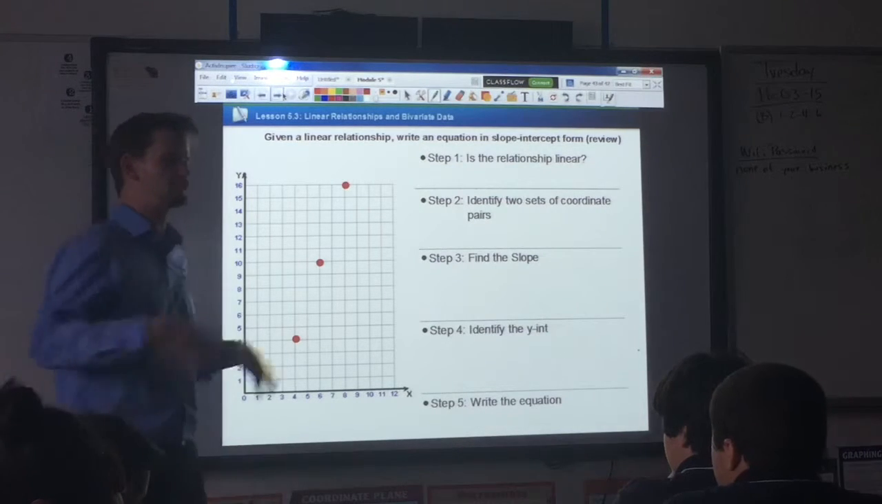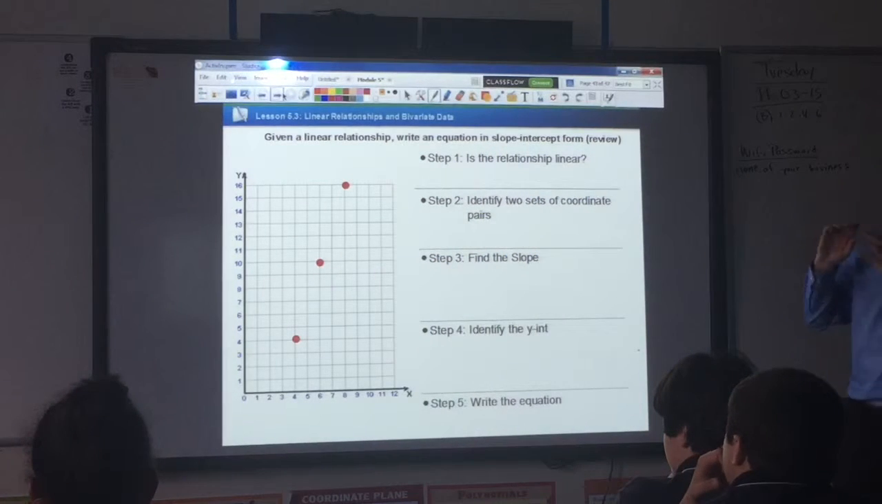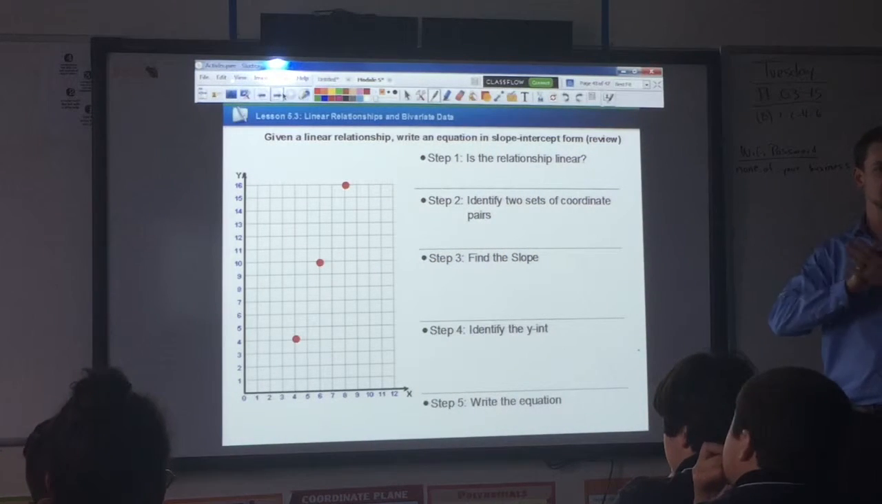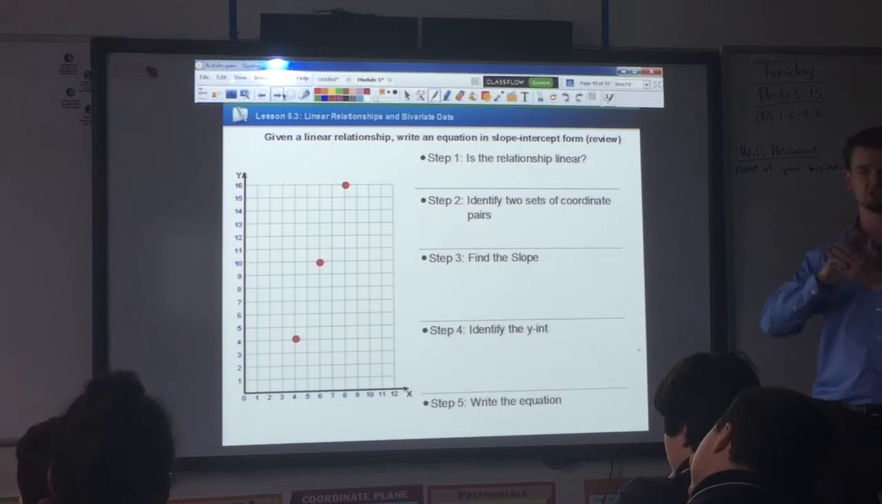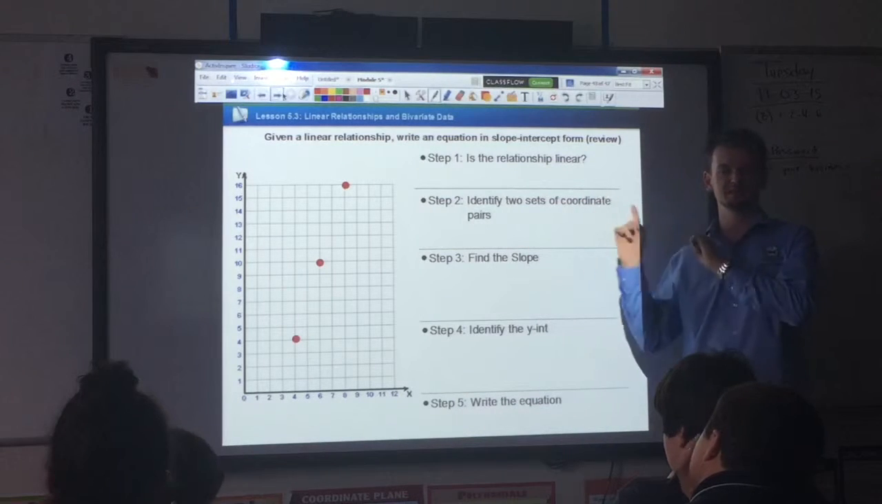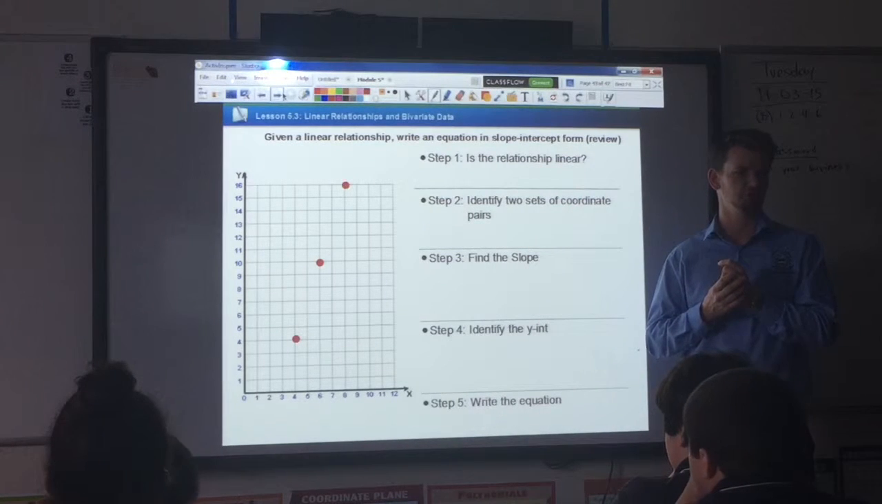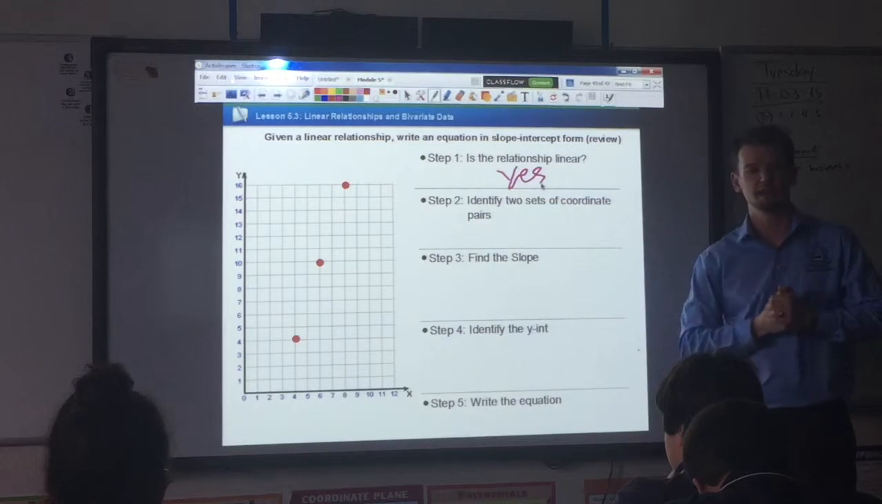Now, before you try to write an equation for any line, you want to determine whether or not it's linear. Because if it's non-linear, you're not going to be writing an equation for it. We're only going to be writing an equation for linear relationships. So first step, is this relationship linear? Yes or no? Yes. It's a straight line, so yes, it's linear. Since it is, now let's go through the process.